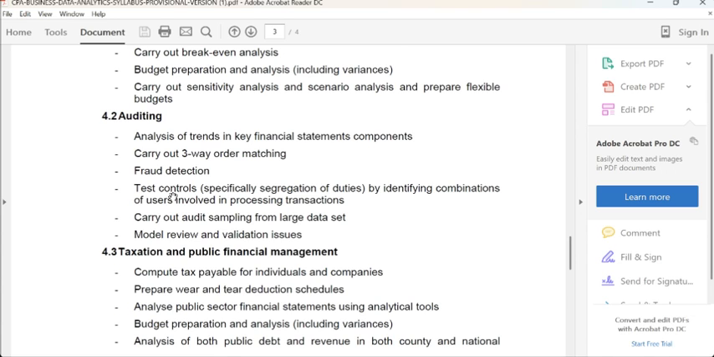Now, the test control is, for example, for you to authorize a transaction, it needs several control measures. For example, nowadays banks have gone a bit further, whereby if there are three of you, we have the inputter, the checker, and the authorizer. So you can have three people authorizing the same transaction. That's what we call the segregation of duties.